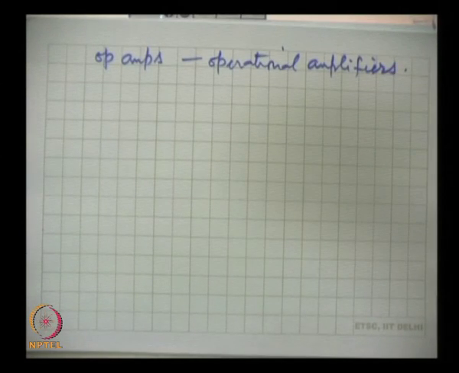Very large role of op-amps is there in the development, in the advancement of electronics. Now, op-amp is a very special amplifier. Why is it called operational amplifier? This we will see later, that operational amplifiers can be used for summing purposes.